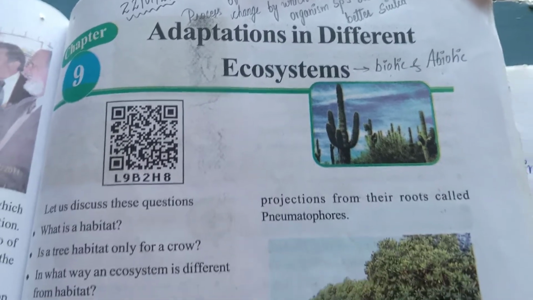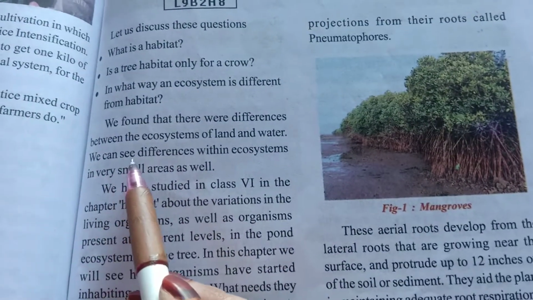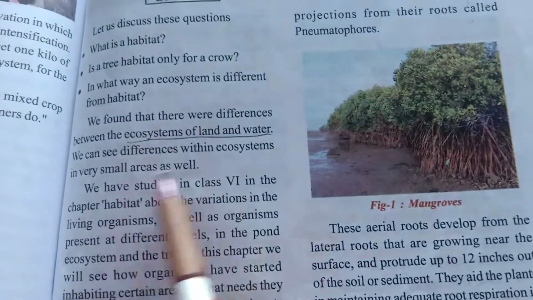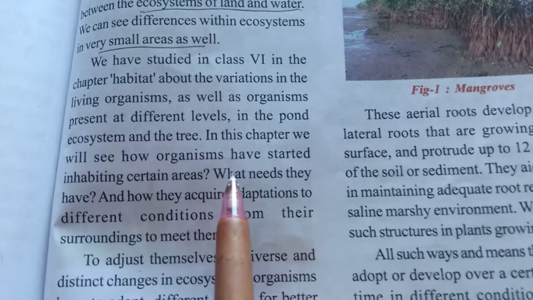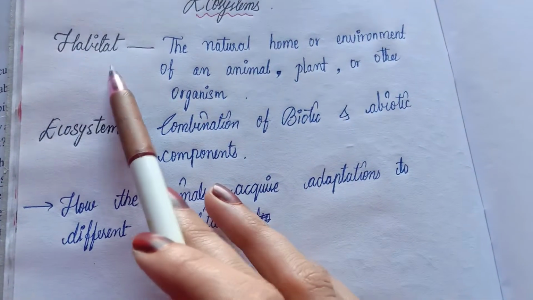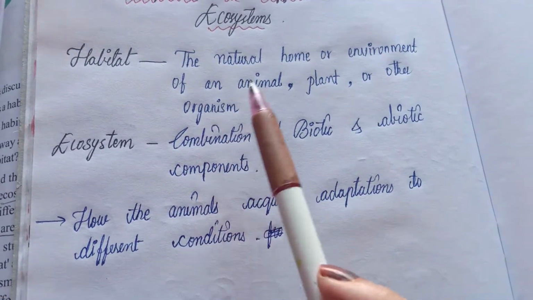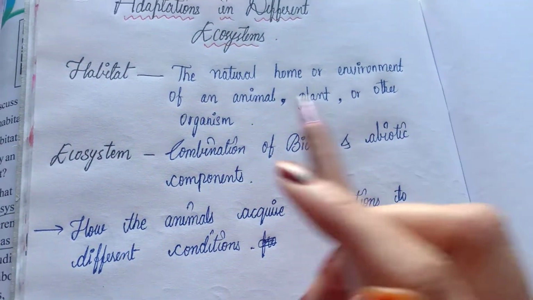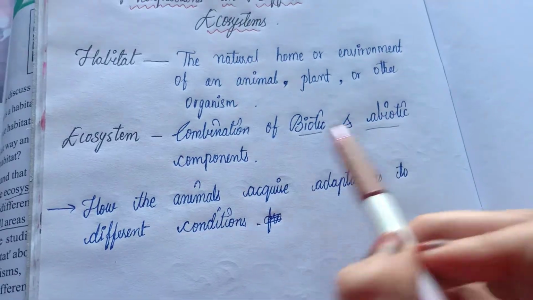The many changes occurring at different levels of the ecosystem are what this lesson explains. We find there are differences between land ecosystems and water ecosystems. We can see differences within an ecosystem also, even in a very small area. So, what is a habitat? Habitat means the natural home or environment of an animal, plant or other organism. In simple words, the natural home of animals or plants is known as habitat. And you all know an ecosystem is a combination of biotic and abiotic components.